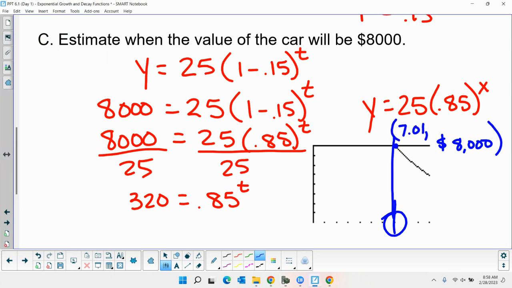And that's 8,000. So that's the point. So it's going to take 7 years for it to drop, or, you know, it's going to be worth, if you want to sell it 7 years later, you probably get 7,000 for it, is what we're saying.